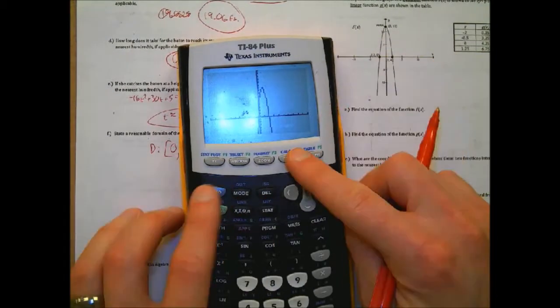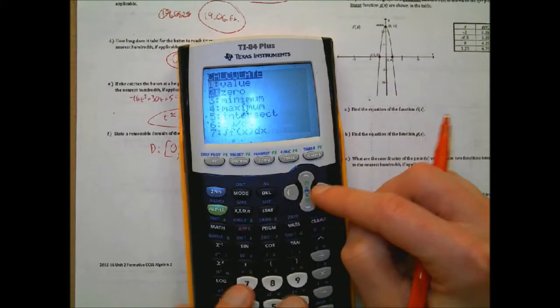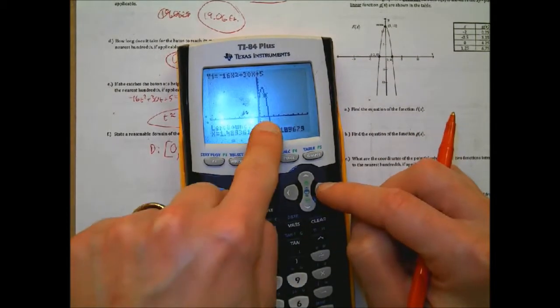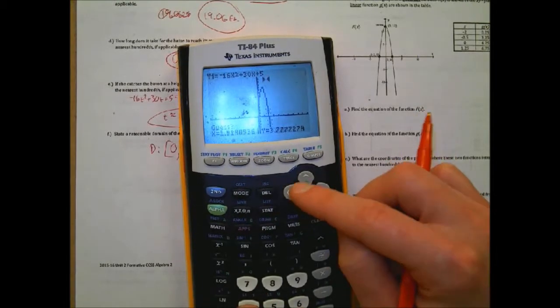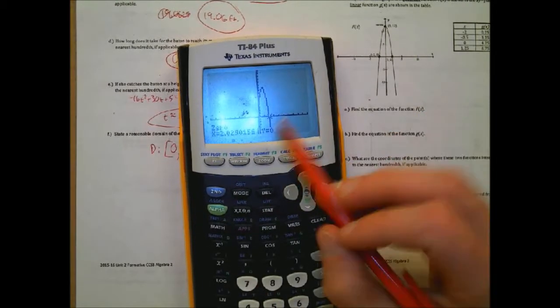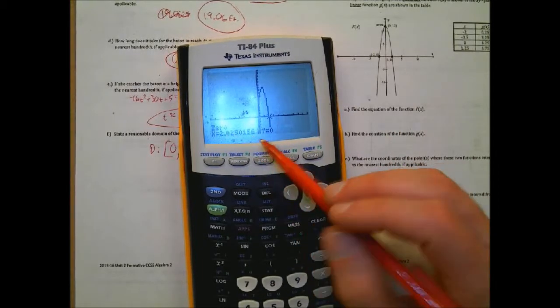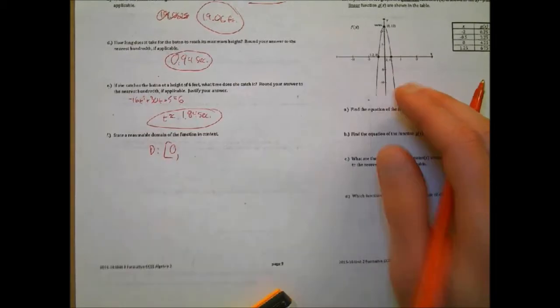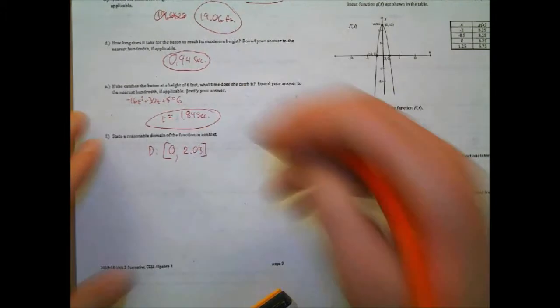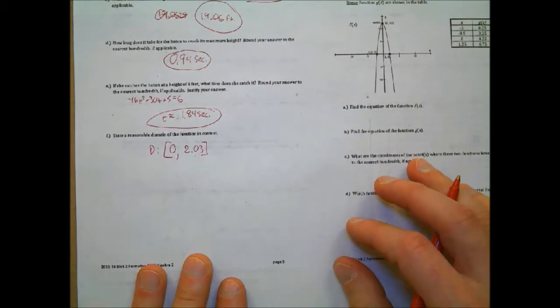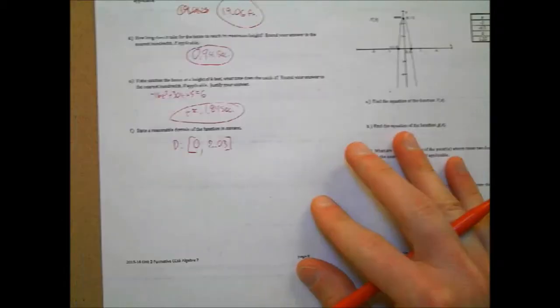So second trace, we use the zero command, and we'll go to the left of that zero, and then to the right of it, and then in towards a guess. I can get close either way there. And there's our other zero, about 2.029. So we'll say about 2.03 if I round to the nearest hundredth. And there is our domain in the context.